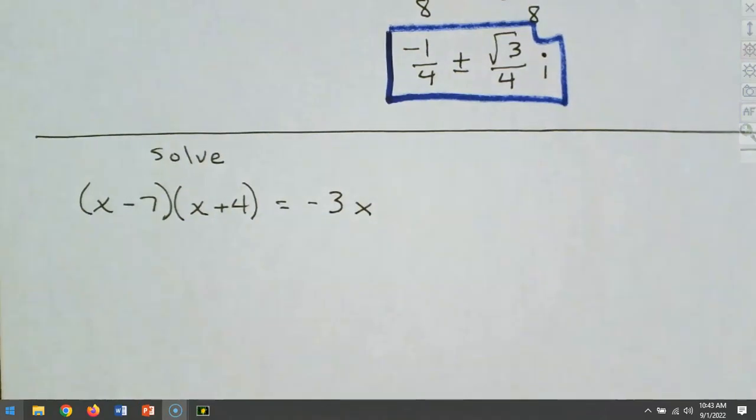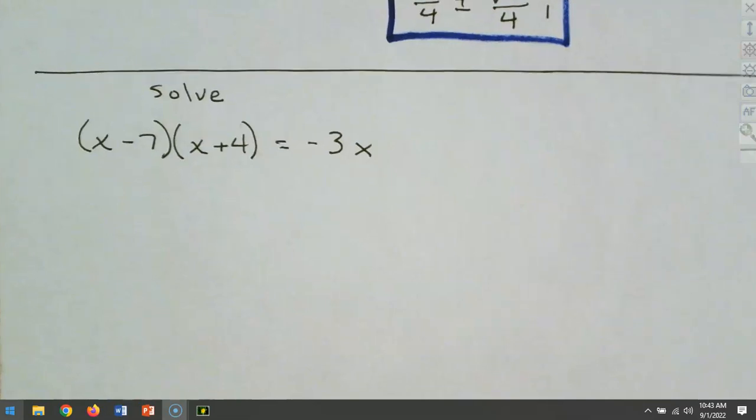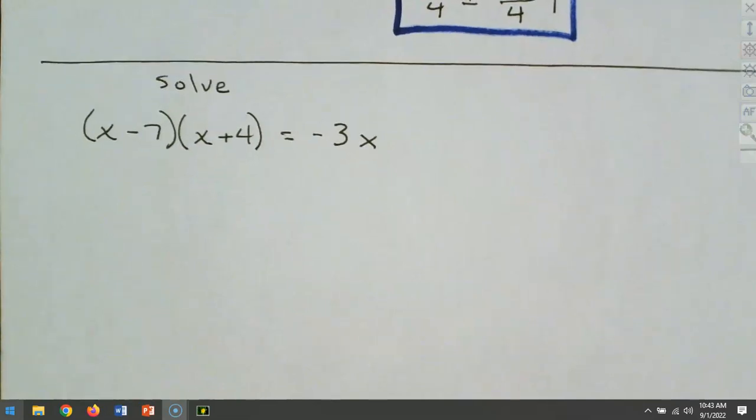So I want you to solve this one. So this is what I want you to solve here. And I only gave you one of these in your homework. And we're going to solve this with the quadratic formula. Now the first thing we need to remember is when we're solving things, we need to get rid of all these parentheses so we can eventually get it to 0.